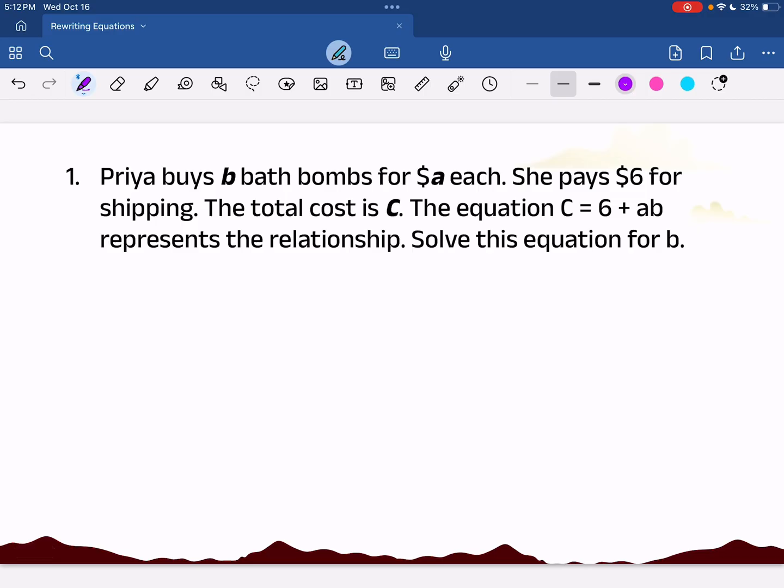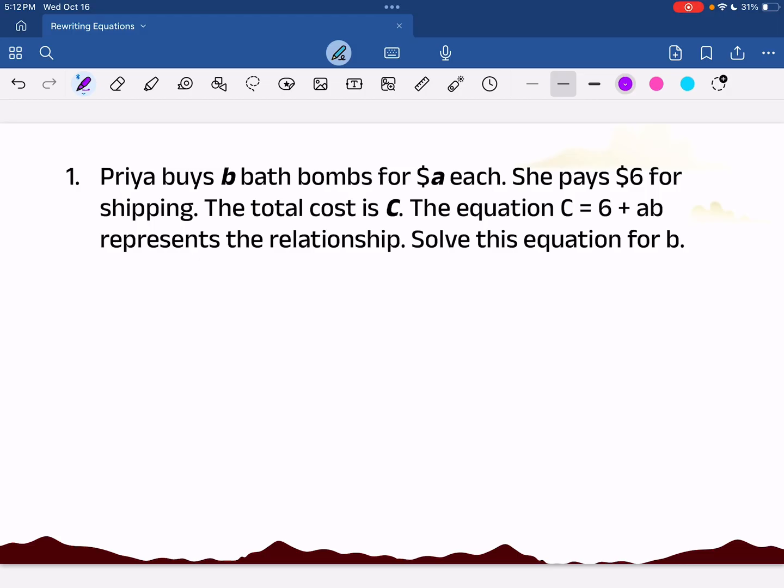Our first situation, Priya buys B bath bombs for $8 each. She pays $6 for shipping. The total cost is C. The equation C equals 6 plus AB represents the relationship. Solve this equation for B.